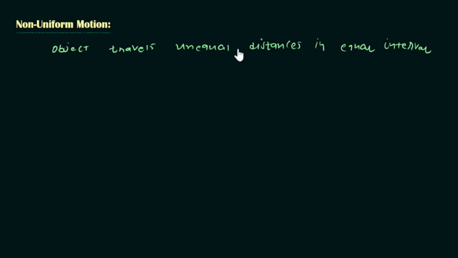The second motion is non-uniform motion. In non-uniform motion, an object travels unequal distances in equal intervals of time. Such kind of motion is known as non-uniform motion. Basically, in this particular motion, speed varies with time. So here we can make one table like this.